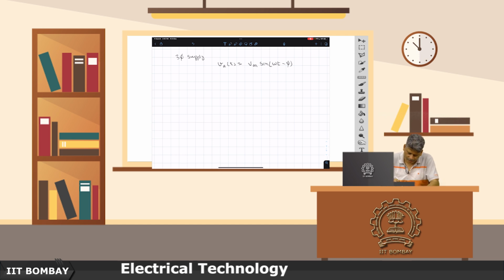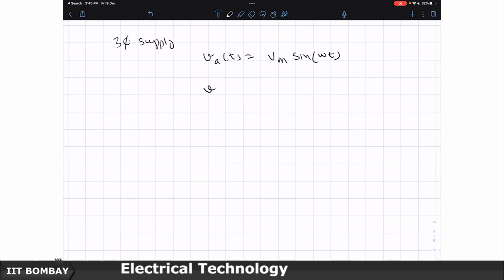I will just not write this phi for convenience. First one I will just write as Vm sine of omega t. Vb will be Vm sine of omega t minus 120 degrees or 2 pi by 3, and Vc of t will be Vm sine of omega t minus 240 degrees.